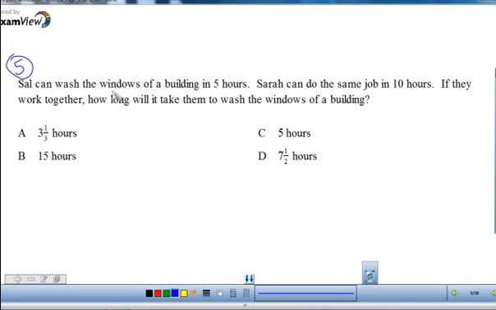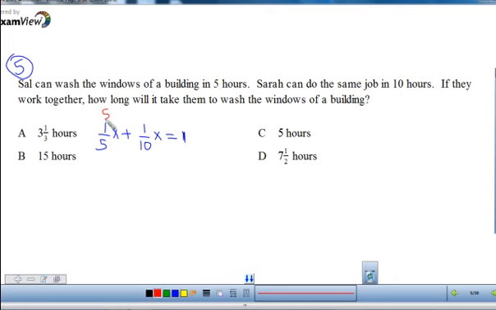Okay, Sal can wash the windows of a building in 5 hours. Sarah can do the same job in 10 hours. If they work together, how long would it take them to wash the windows of the building? So we need to have Sal's rate. So Sal can wash one window in 5 hours, times their time together, plus Sarah can do the same job in 10 hours. So 1 out of 10 is Sarah's rate times their time together. And they're trying to wash one building.